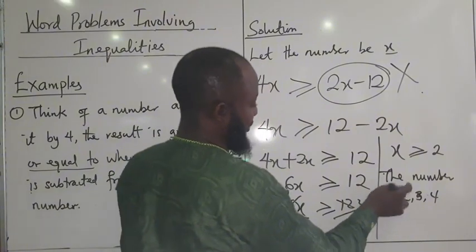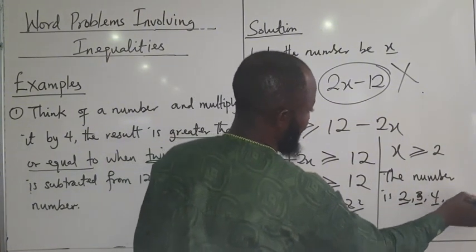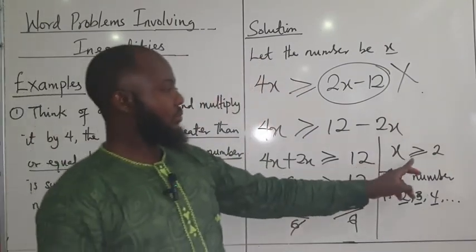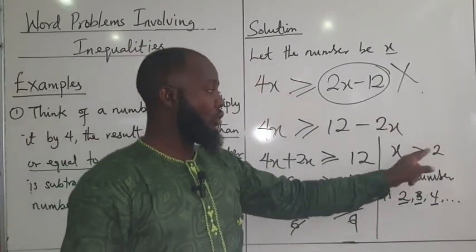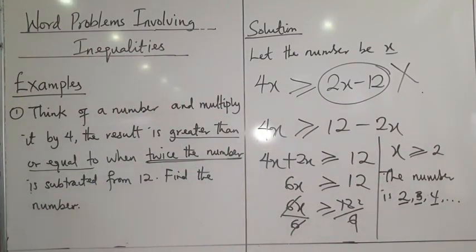So x, which is the number, could be 2, could be 3, could be 4, and could be 5, and so on and so forth. Because you can see it's not a single value. This is not x equals 2. That's very clear. That's the first example. So let's look at another example.